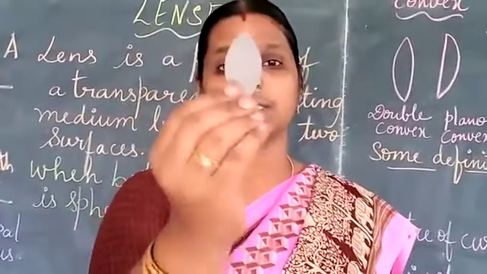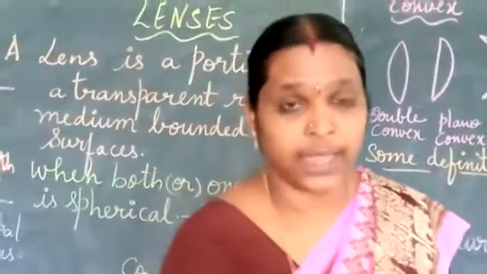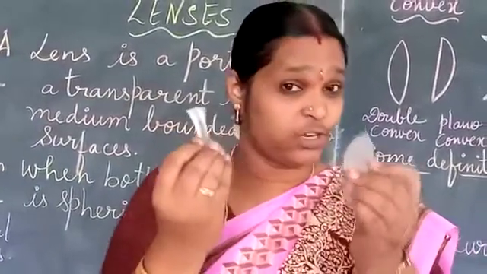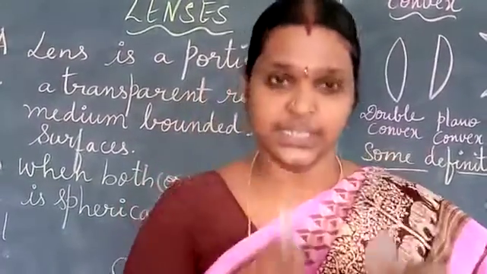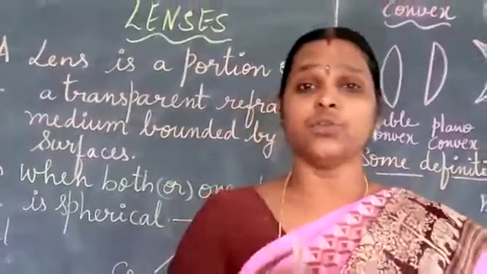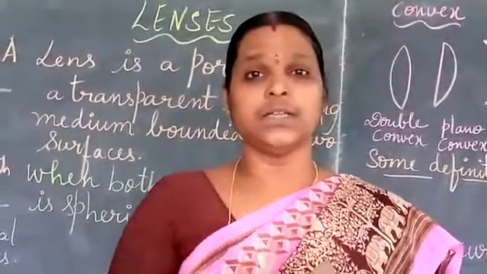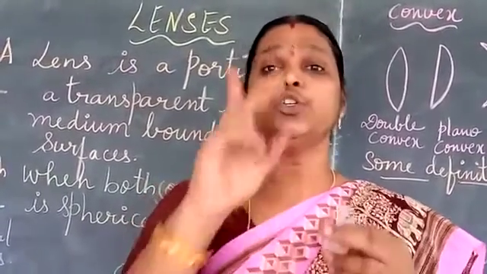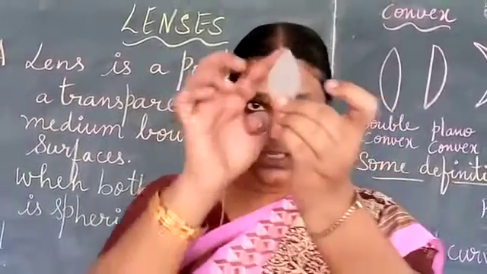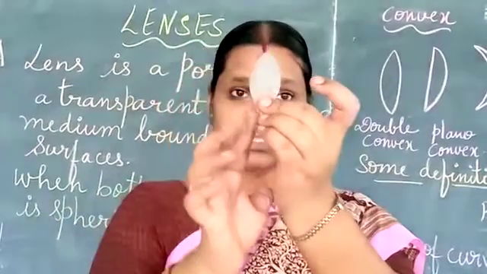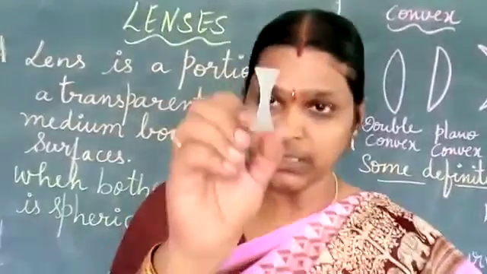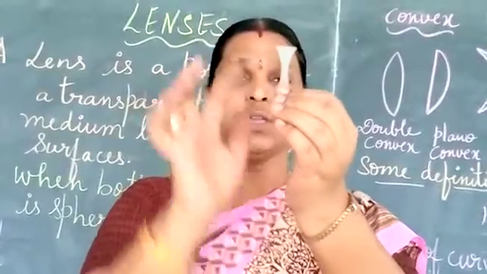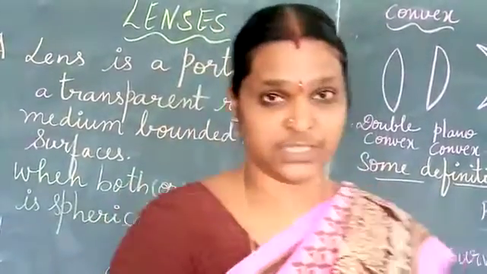So this is a convex lens and this is a concave lens. You might be wondering what is convex, what is concave. We will discuss this later. Now let us know what a lens is. A lens is a transparent refracting medium bounded by two surfaces. Here you can see two surfaces very clearly. So this is called a convex lens. And in this lens you can see the two surfaces. So it is also a transparent medium which is bounded by two surfaces.